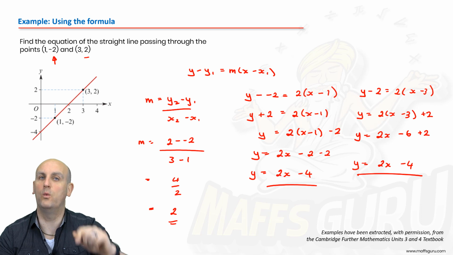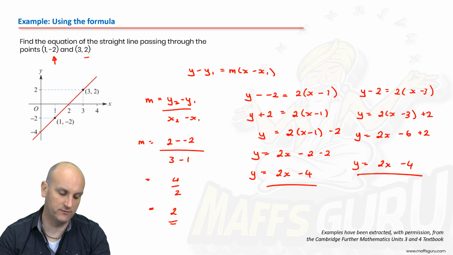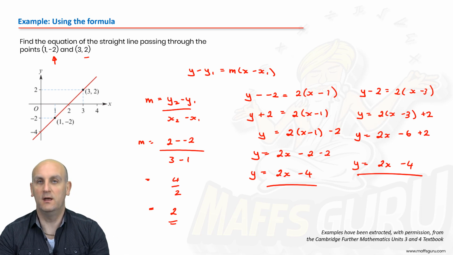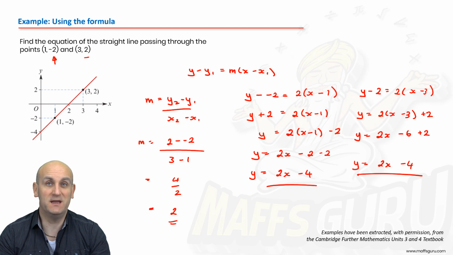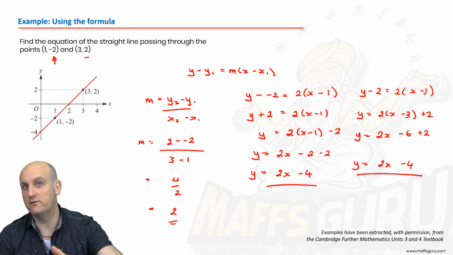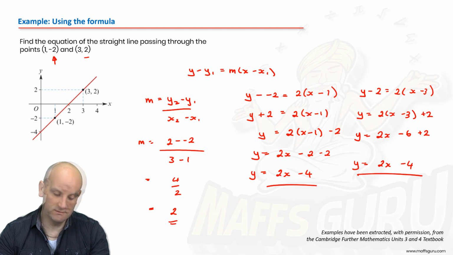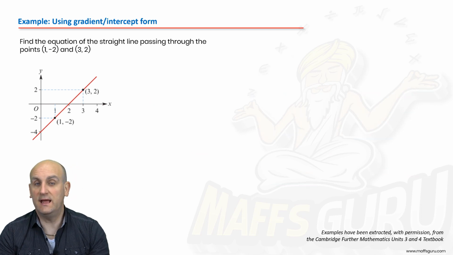Result. Now, which one of those was better? Well, it turns out that using that second coordinate led to one line less, but it doesn't matter which one you use. Find the gradient and use either of those coordinate values. What about using the gradient and intercept form?